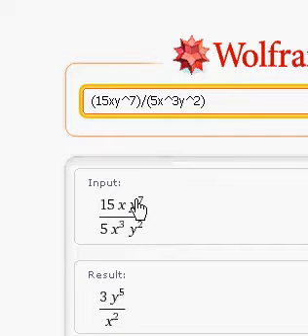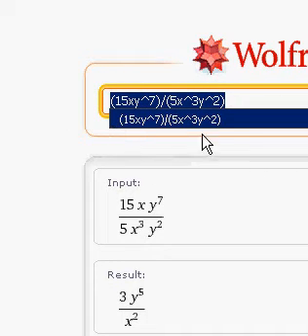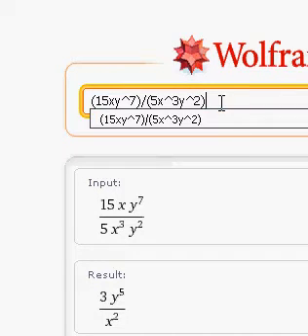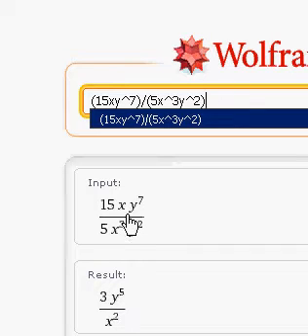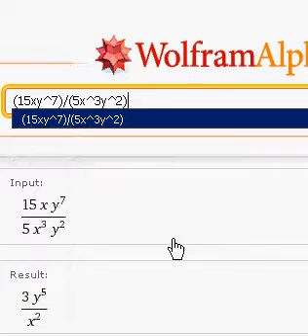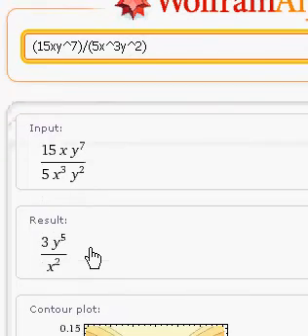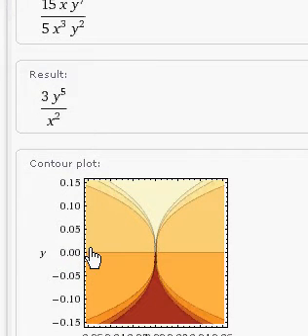Here's the equation. That's how you write it in computer talk, at least for Wolfram Alpha. And this is what you get, which is essentially the same thing we just showed. Now take a look at the pretty pictures. Look at that contour plot. Is that cool?